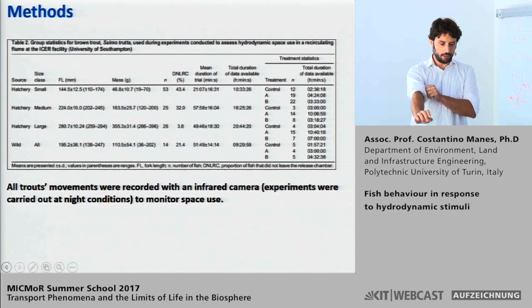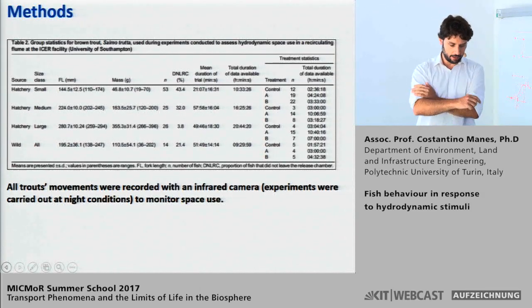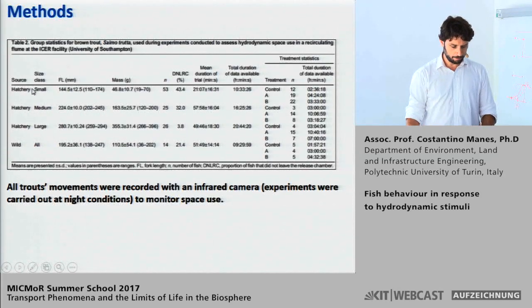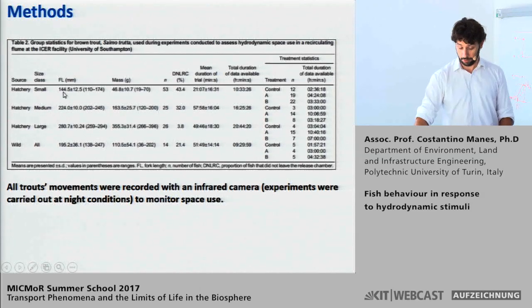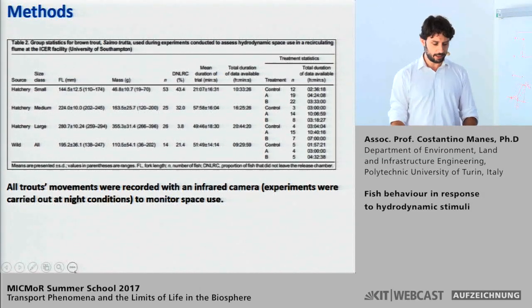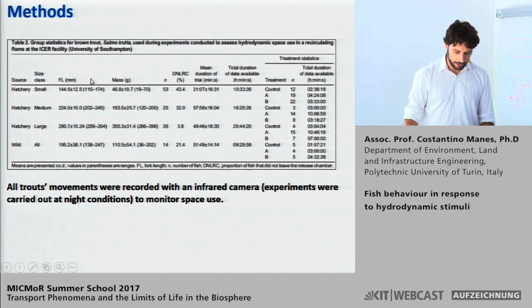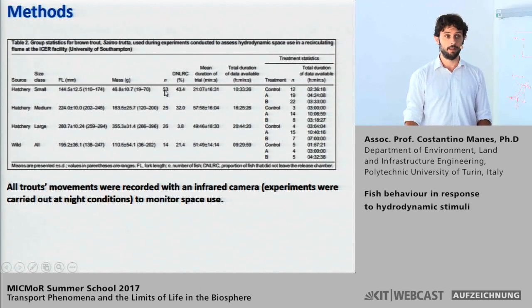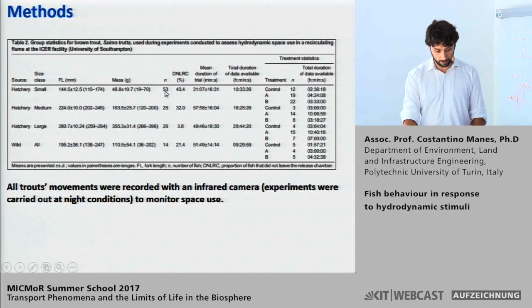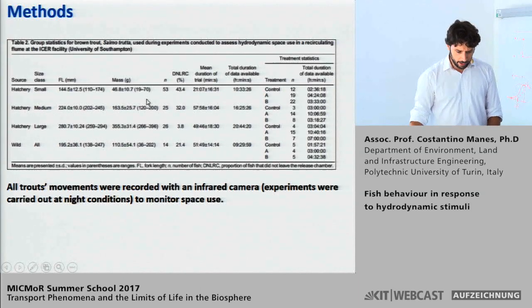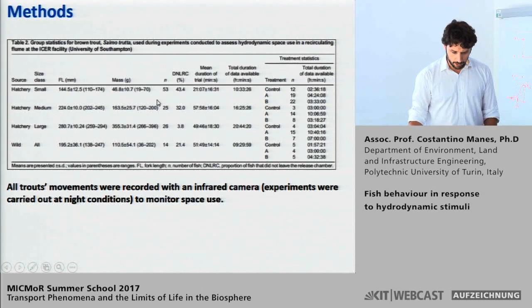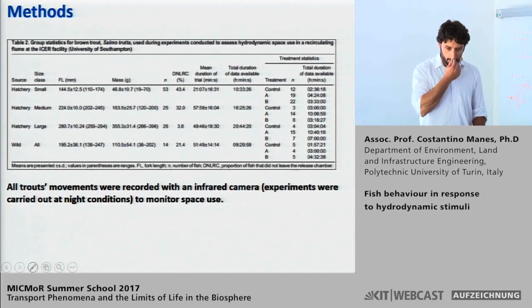What sort of fish did we use? Brown trout, again. We got some hatchery fish, and we divided them into small, medium, and large size classes, with lengths ranging from 14 centimeters up to 28 centimeters for the large trout. Quite a few experiments. This is very time-consuming and very difficult experiments to do. 53 trout for the small, 25 for medium, let's say, and 26 for the large trout.